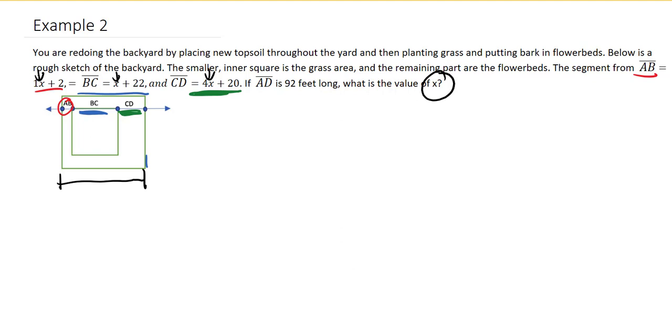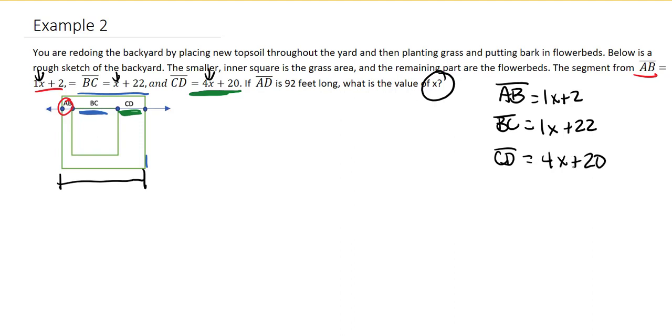So let's break this down a little bit. What do we know? AB is equal to 1x plus 2. BC is equal to, we could just put a 1 in front of it, because anytime you see just a regular x or any other kind of letter, we can add a number 1 in front of it because it's understood. Now we have 1x plus 22. And then we have CD, which is 4x plus 20. And then what else do we know? We know AD is just equal to 92.